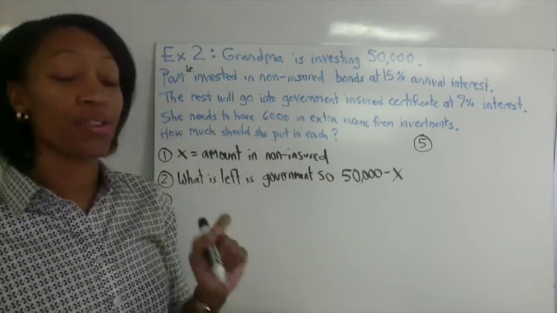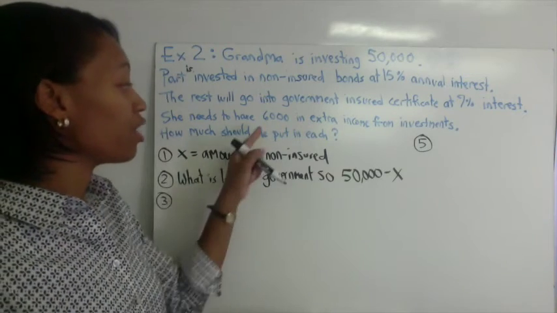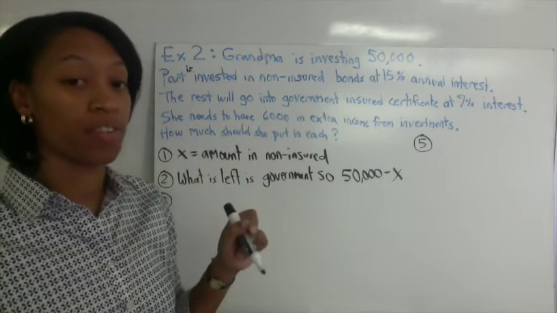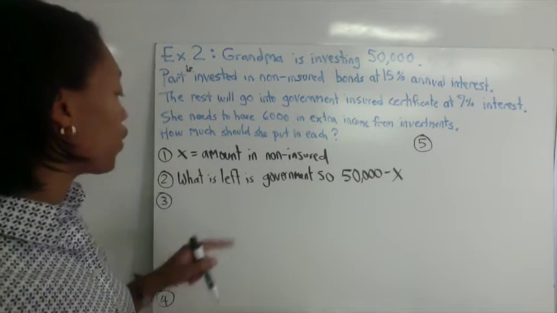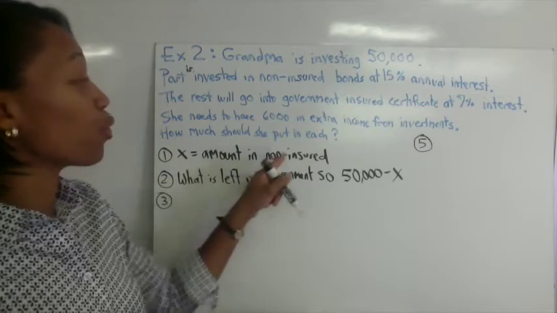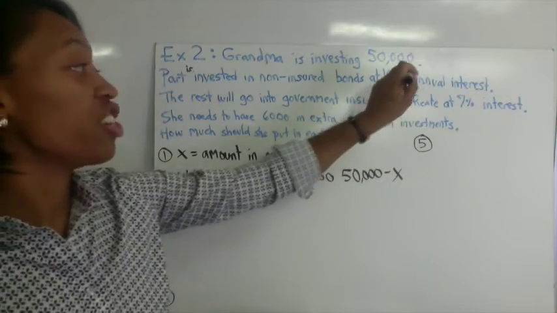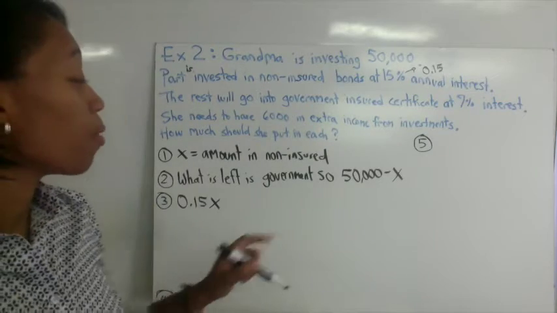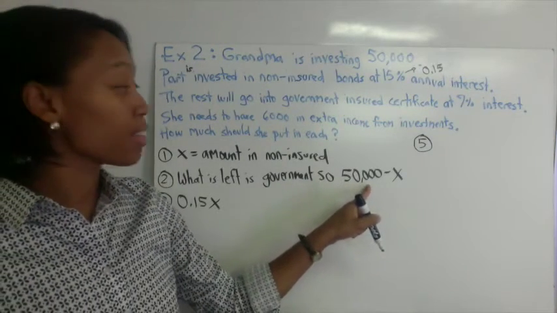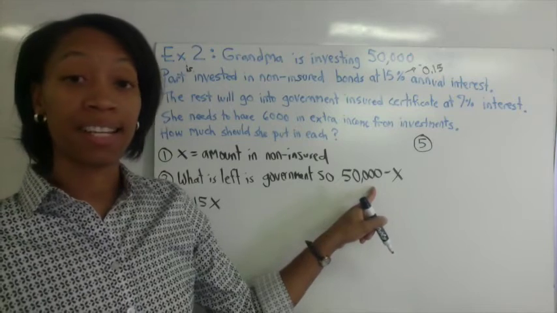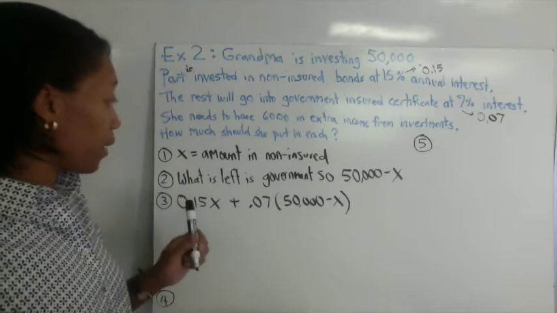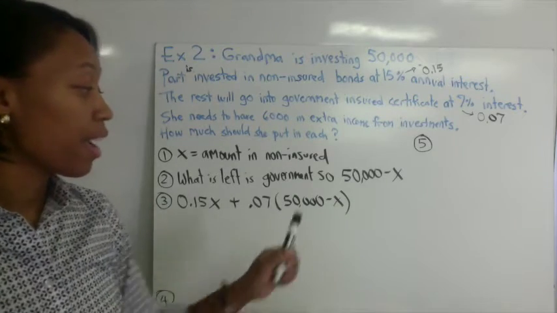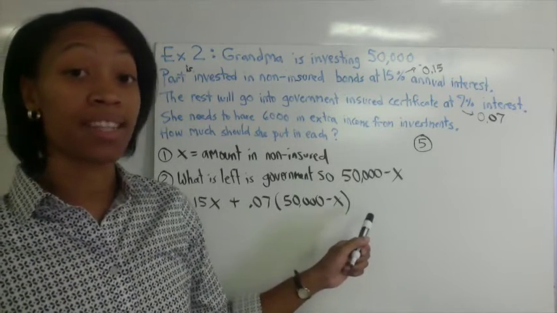Let's see if we can use those 2 things to write an equation that will give us $6,000 in interest after her investments. So we know that the X, the non-insured, is at 15%. Let's change that percent into a decimal and multiply it by X. The money that was left for the government is this. So this is the amount that's invested at 7%. Okay, so here's my non-insured and my insured, and now that should equal 6,000.